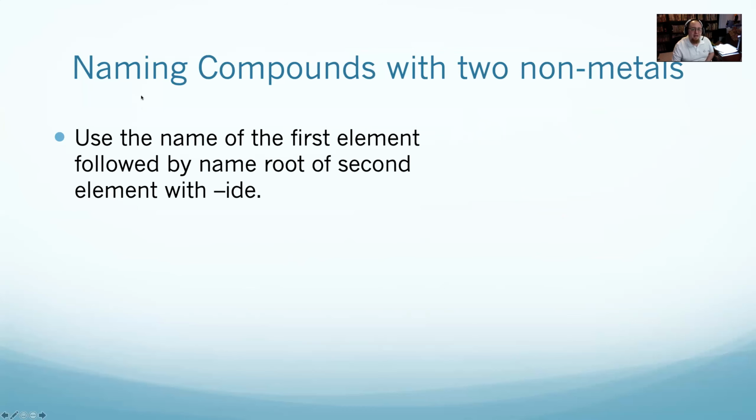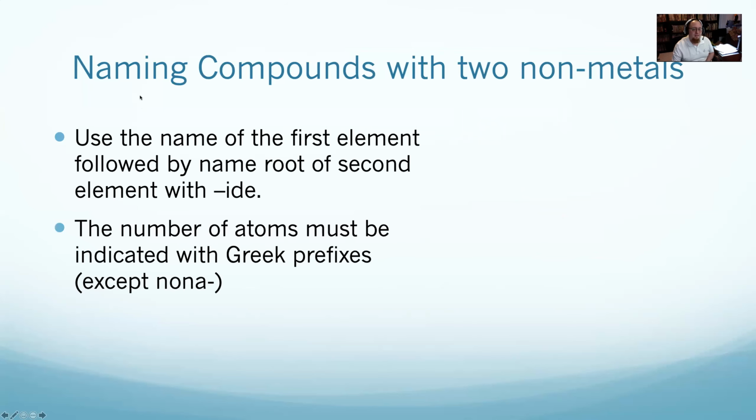When you have a binary with two nonmetals, the naming system will be the name of the first nonmetal followed by the name of the second nonmetal with "ide," and before each there will be a Greek prefix, except for nona. Nona isn't Greek. I don't know why nona got mixed in and not the Greek word for 9, but I'll say that in a second.